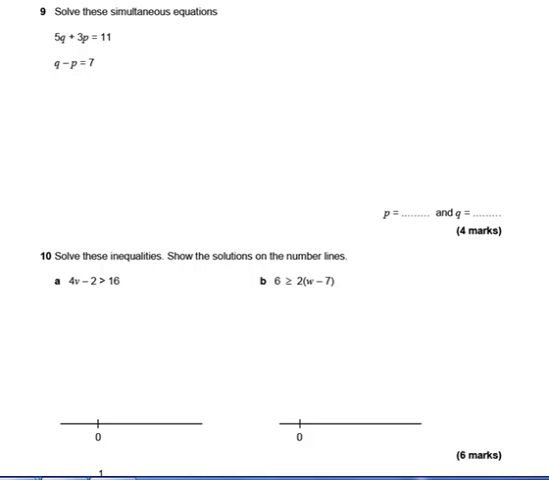To solve a simultaneous equation, the first thing we have to do is make either the coefficient of q the same or the coefficient of p the same. The coefficient is the number in front. Now the first equation has got 5q, the second equation has got 1q. So what I could do is the second equation times 5 and leave the first equation as it is. Then I'll have the same number of q's.